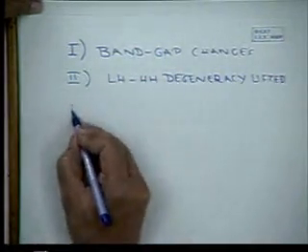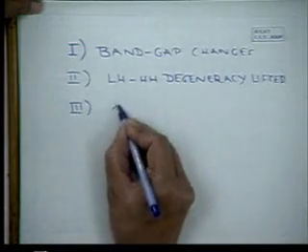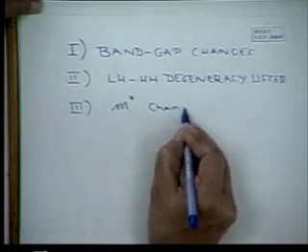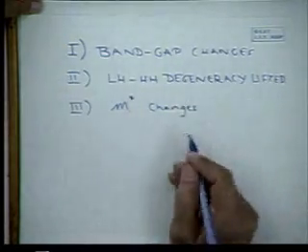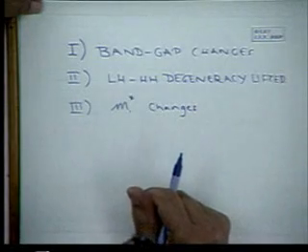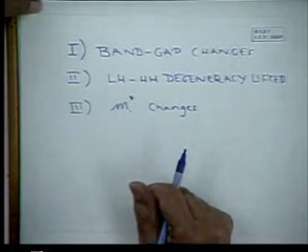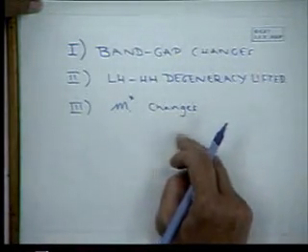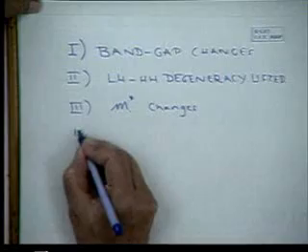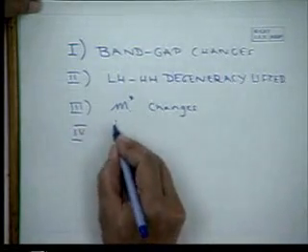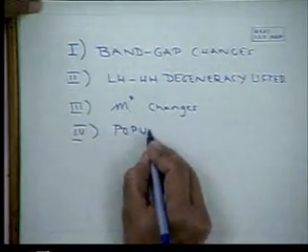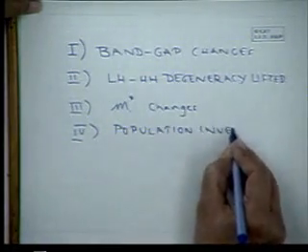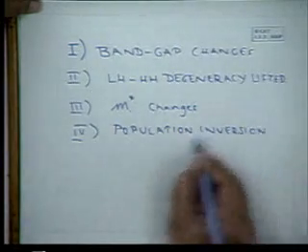Then the effective masses also change. Remember, effective mass is a fundamental property which determines things like mobility, etc. So the effective masses also change. And since the effective masses change, I'll show that what happens in lasers is that the population inversion condition changes.